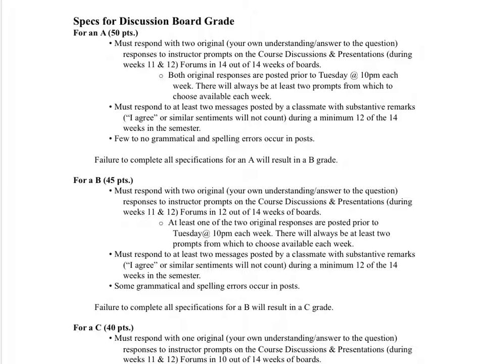And I really would like to try and keep them as organic as possible, but in order to get that discussion flowing, I've got some prompts or questions that I put on the discussion board in the course discussions forum for you each week. There are usually about 3 different prompts that I put in there. You only need to respond to two of those prompts if you want to. You can always respond to more, but if you want an A, these are the specifications that you need to meet to get an A under the discussion board grade. So hopefully this makes a little sense. Read through this.